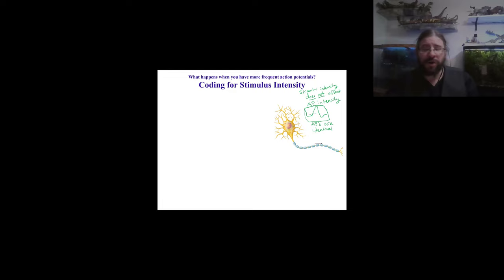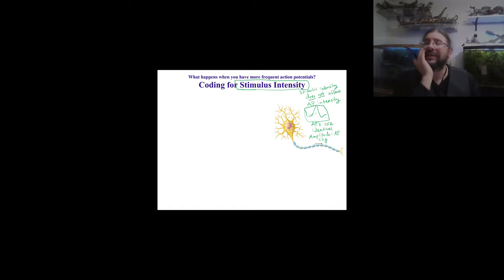So the question is, how do you feel the difference? How do you feel intensity, right? Why does a boot to the head feel a little more intense than a brush on the cheek? Well, this is potentially affected in multiple ways, right? So when we talk about action potentials being identical, the amplitude, that charge difference, equals the action potential charge, right? Amplitude is independent of intensity.